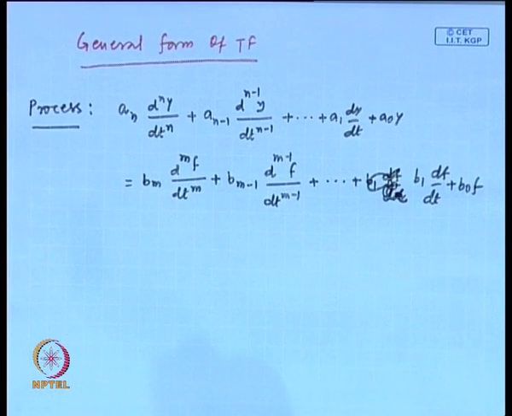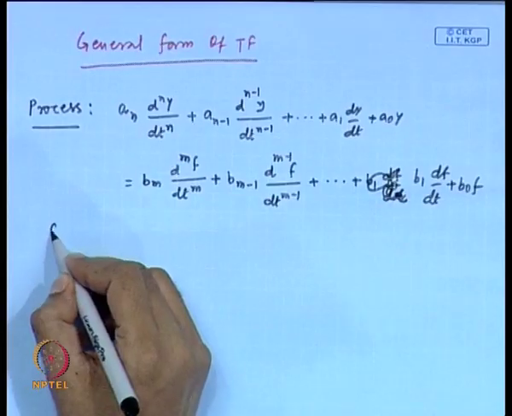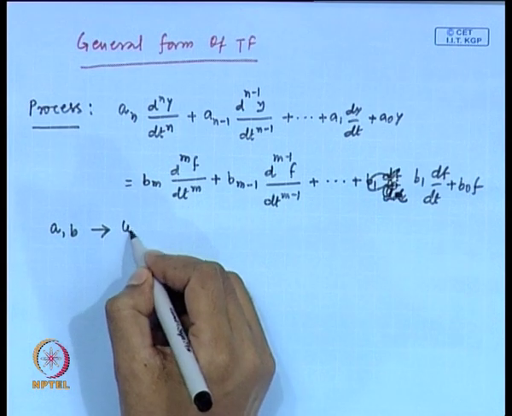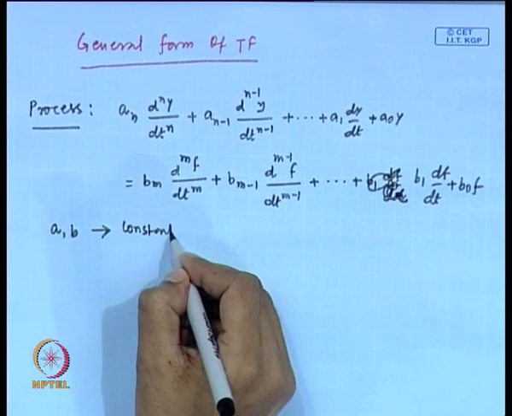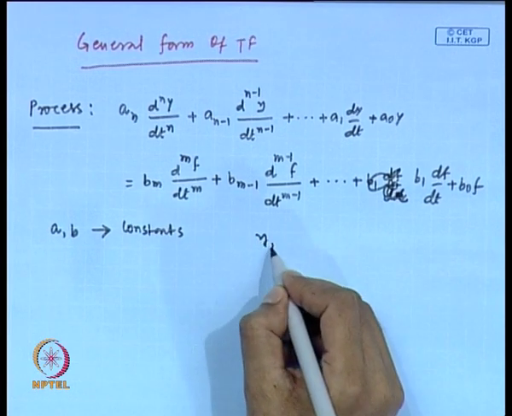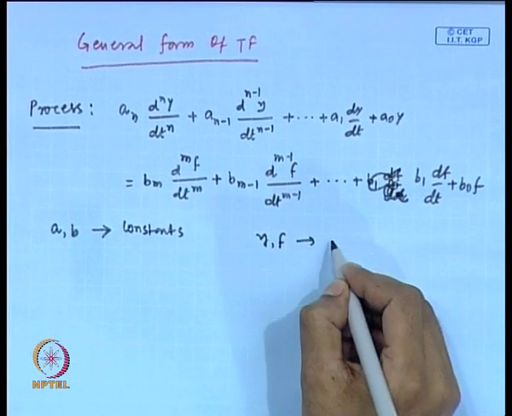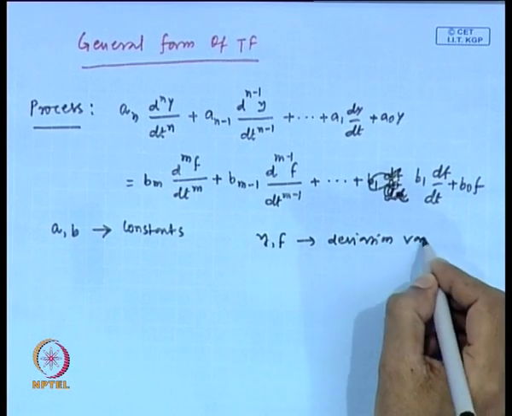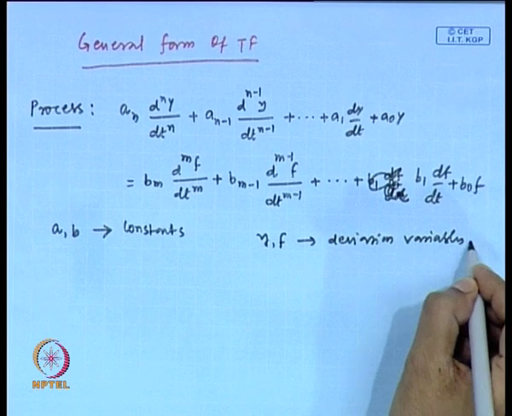This is the general representation of a linear process, where all the a and b are constant coefficients, and y and f both are deviation variables. a and b, these are constant coefficients, y and f both are deviation variables.